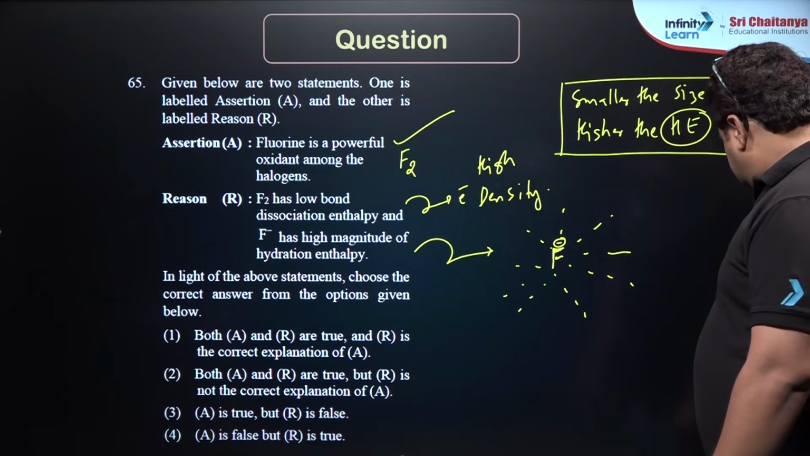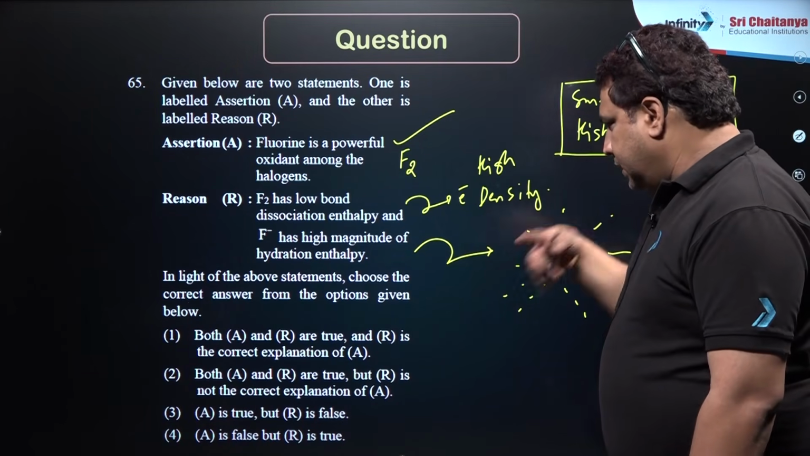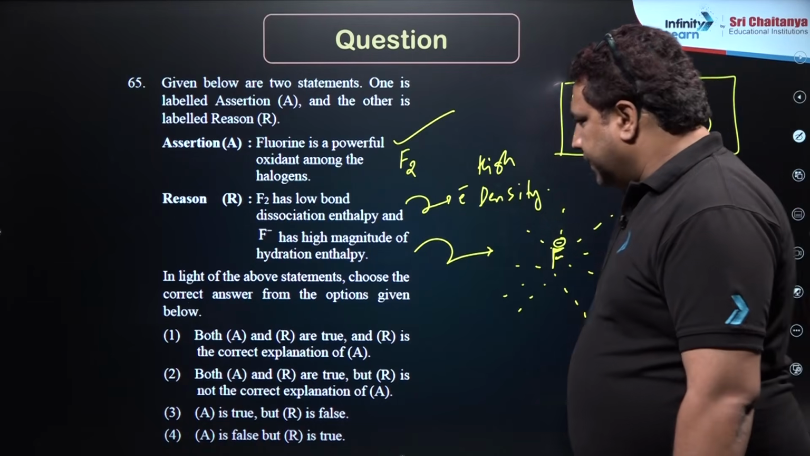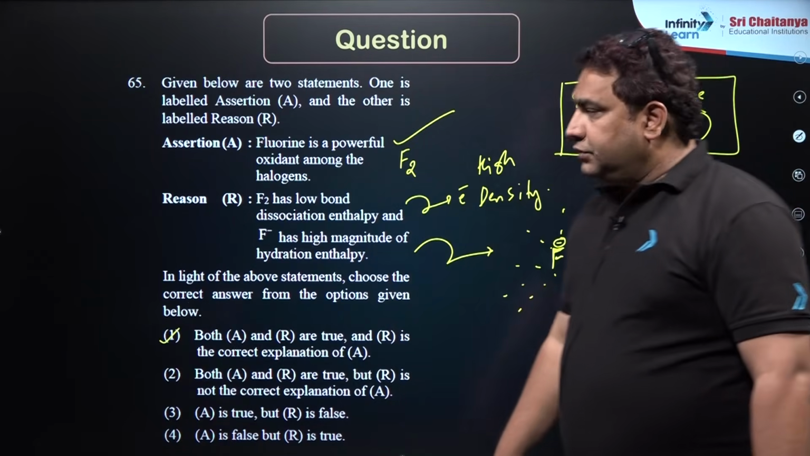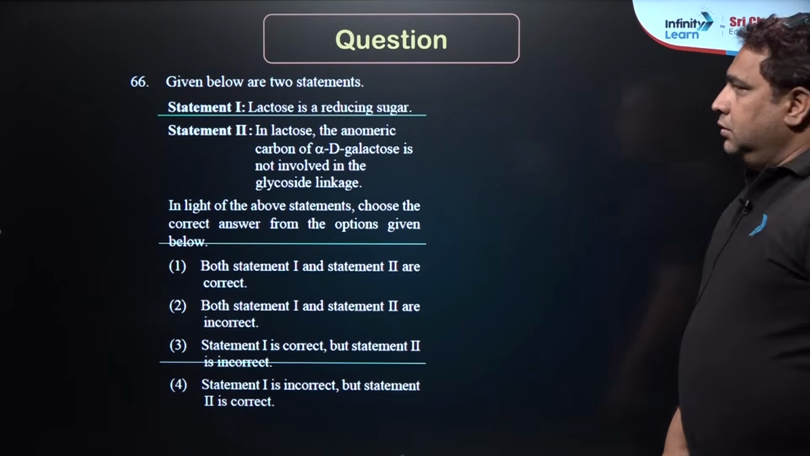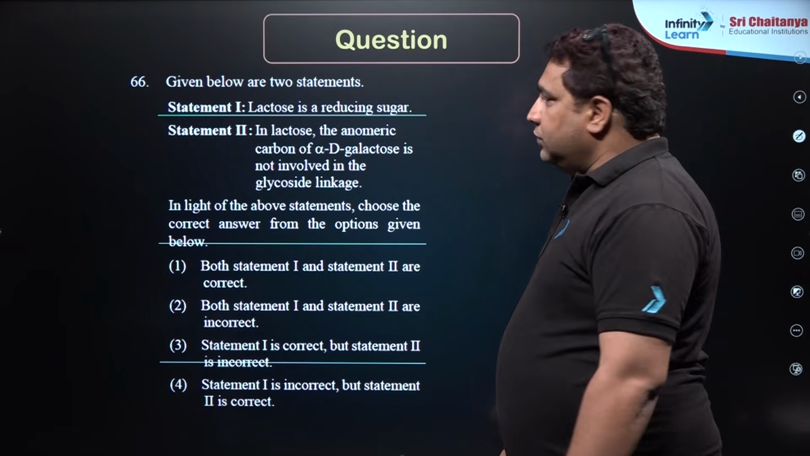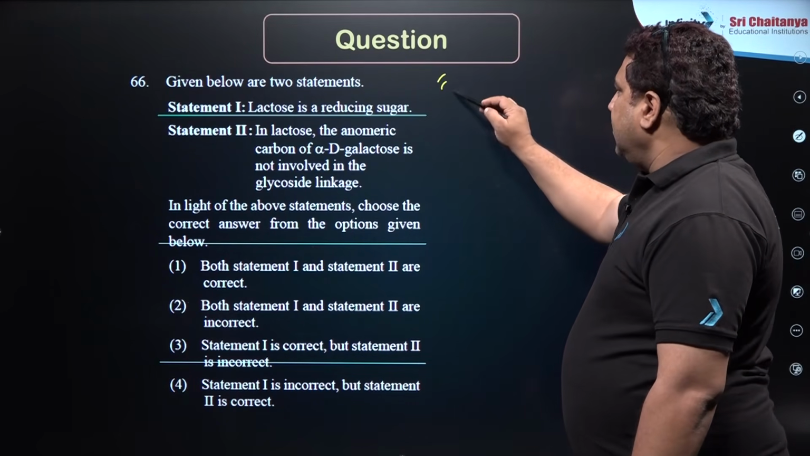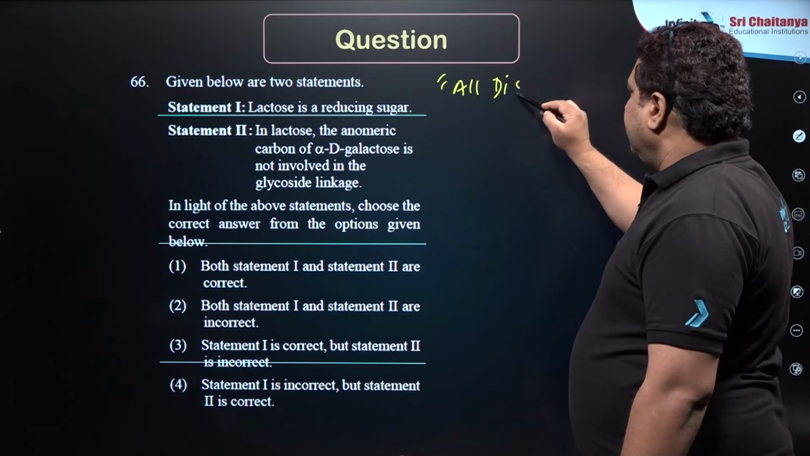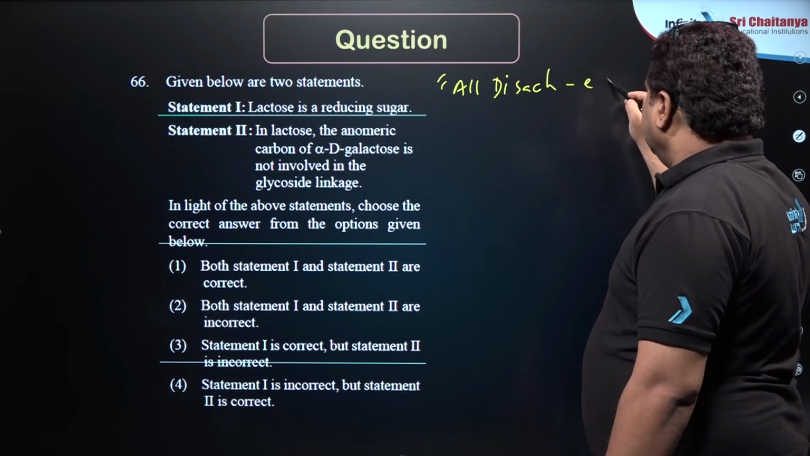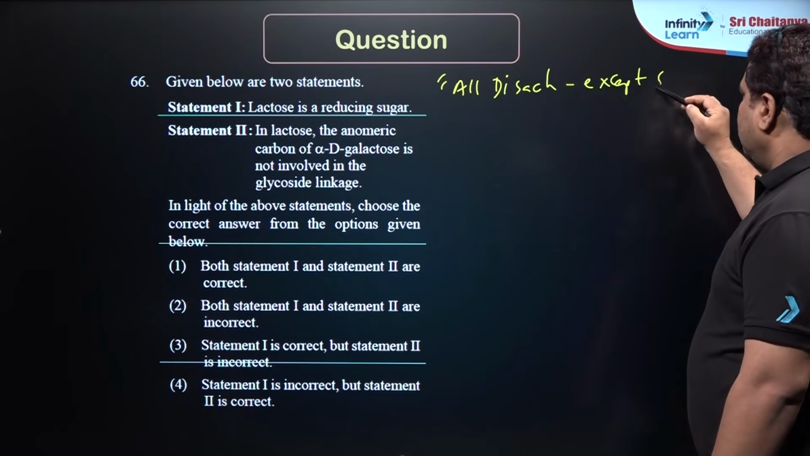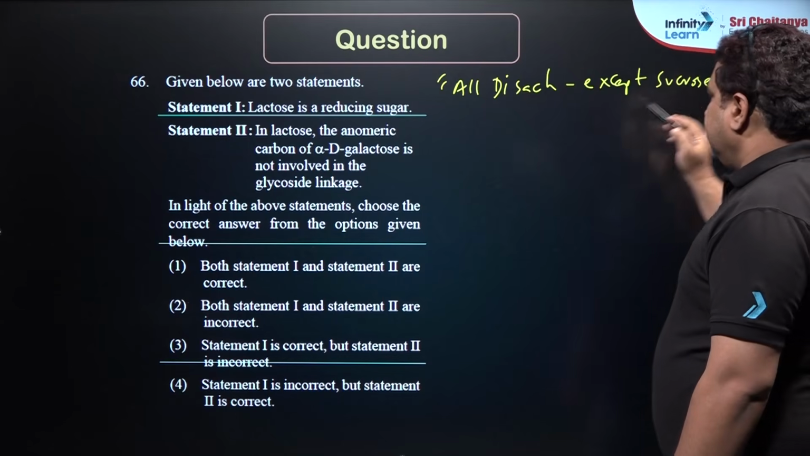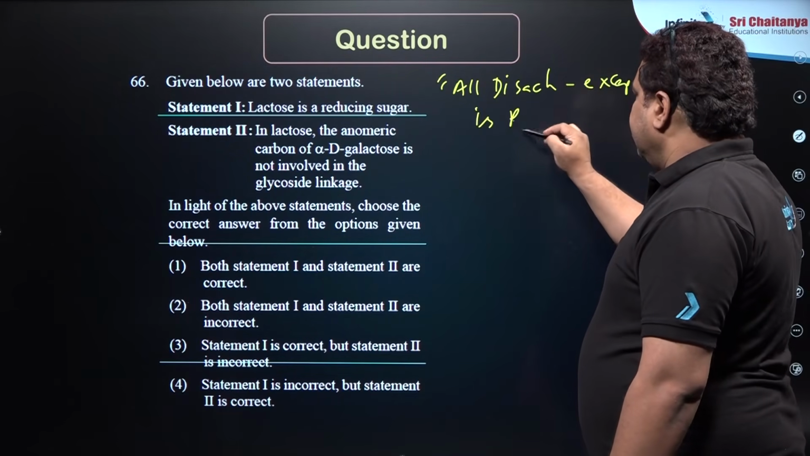So, now what is the question? The question is which is correct, A and R are true. Okay, both are correct statements. 66. Lactose is reducing sugar. See everybody, all disaccharides except sucrose are reducing.